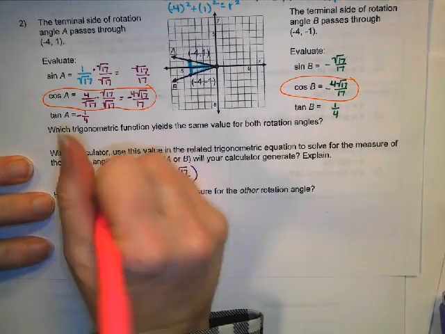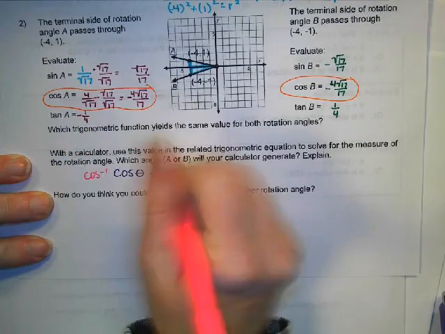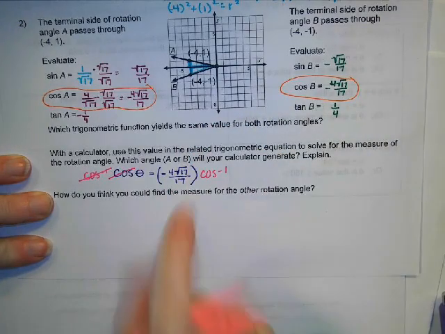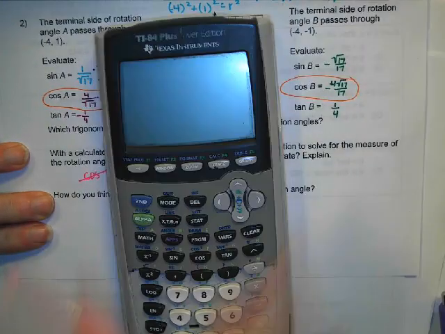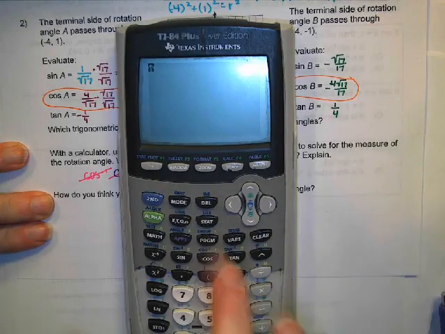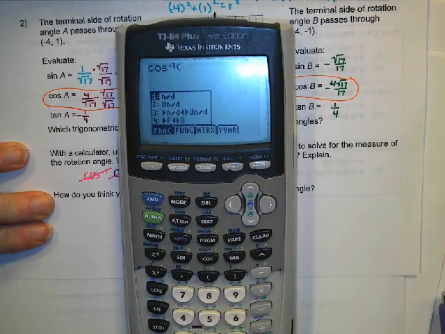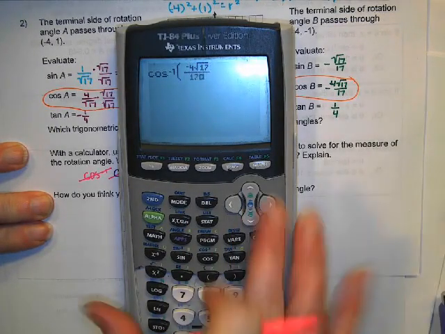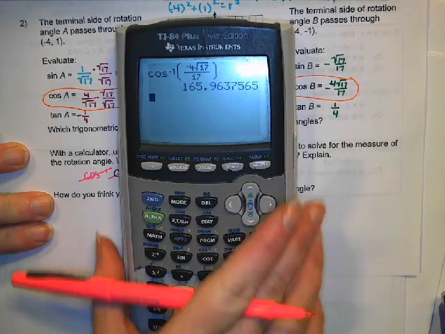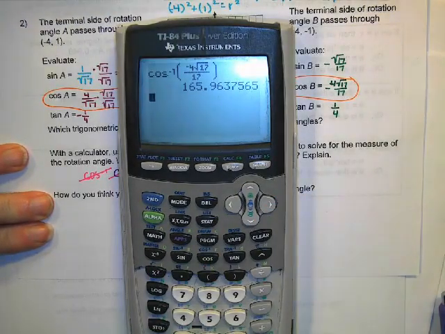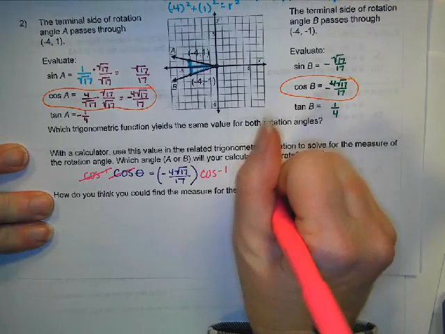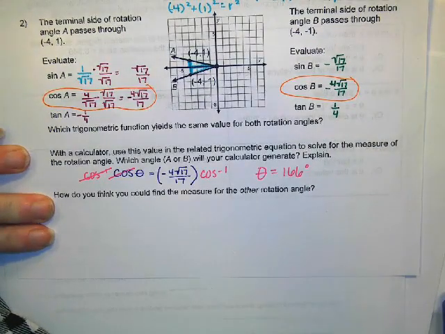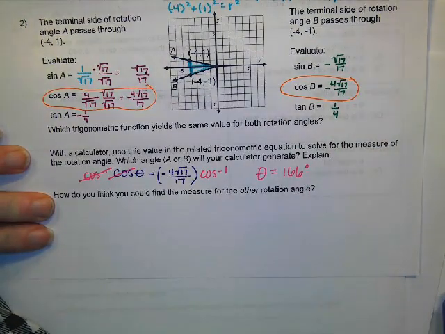Inverse cosine. So I'm going to inverse cosine the left-hand side to cancel out the cosine, which means I have to inverse cosine the right-hand side as well. And that's what I'm going to put in my calculator to find theta. Inverse cosine of negative 4 times the square root of 17 over 17. And I got 165.96, so I'm going to write it as 166. So theta equals 166 degrees.